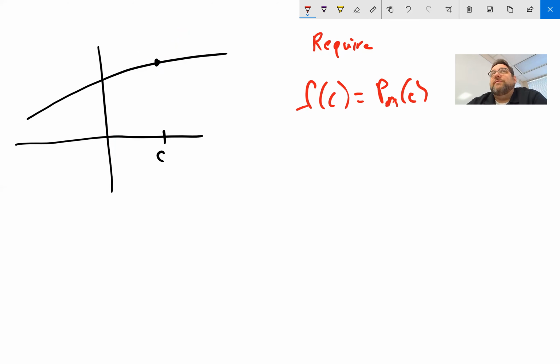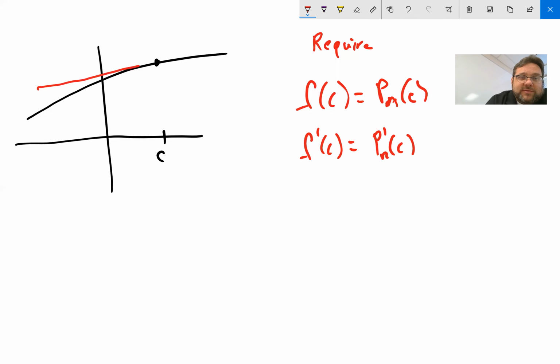Let's start with a first degree polynomial, and we're going to require that f prime of c equals p prime of c. What does this mean? This means that the slopes of the tangent lines have to be the same at c. So now what does this give us? This gives us a line. And we can see that for this particular function, it's a decent approximation from there to there.